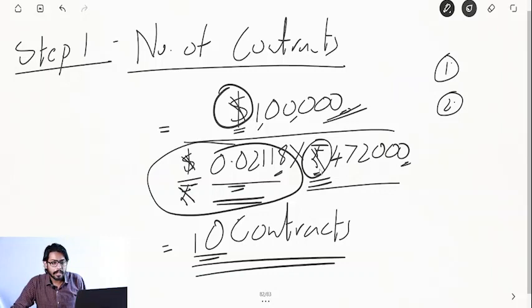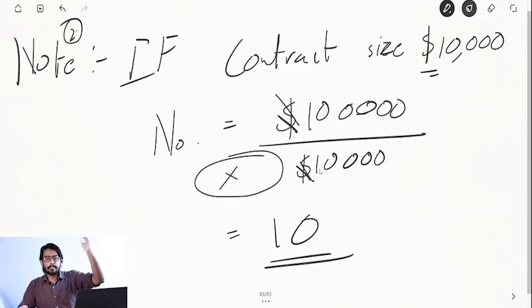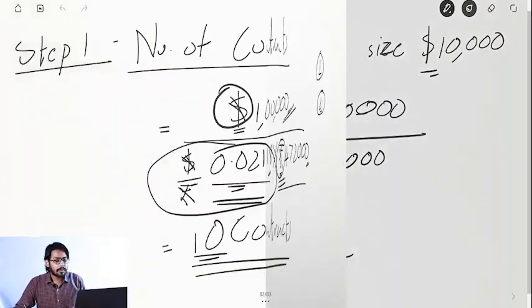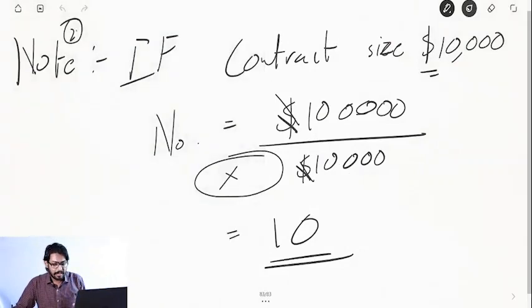Point number 2. So there are 2 points to be noted in step 1. First is that you have to make sure that the symbols get cancelled out. Over here also the symbols are cancelling out, dollar and dollar. Point number 2, if the contract size was in dollars, the number of contracts would be $1 lakh divided by $10,000. Here you are taking 0.02118, write that down also, because the contract size is not the same currency. Got it? That is step 1.